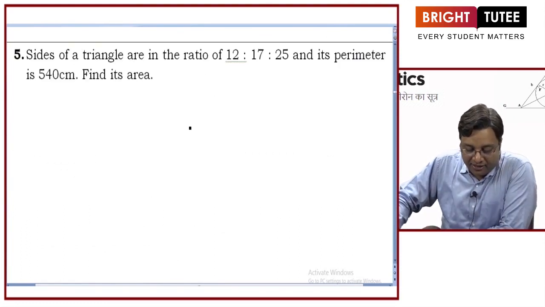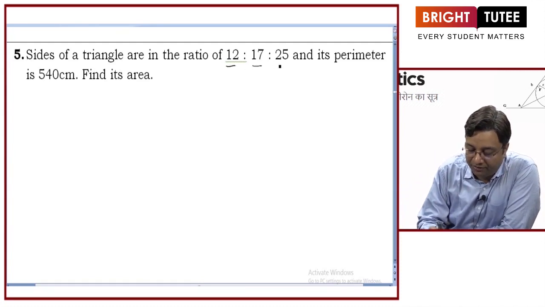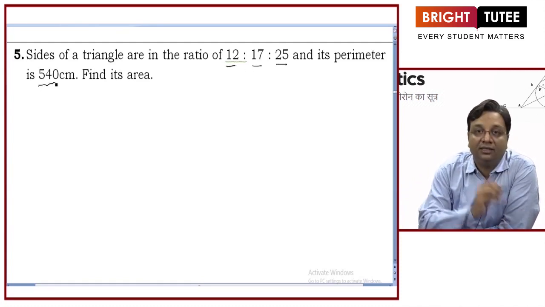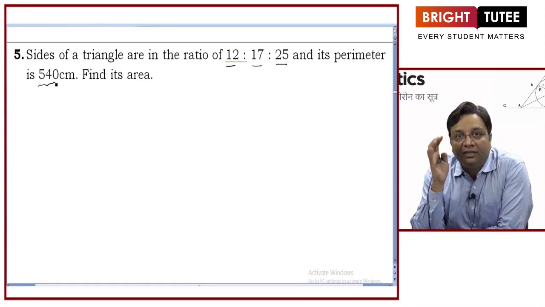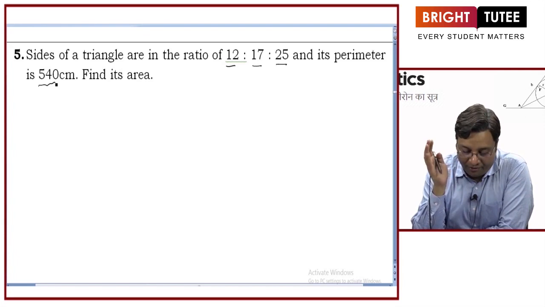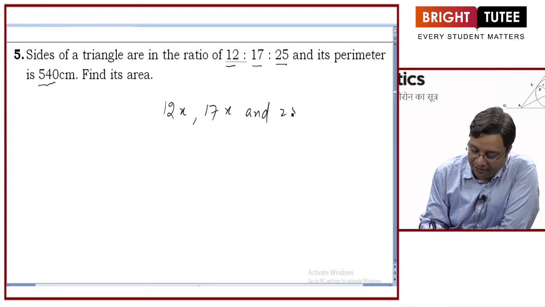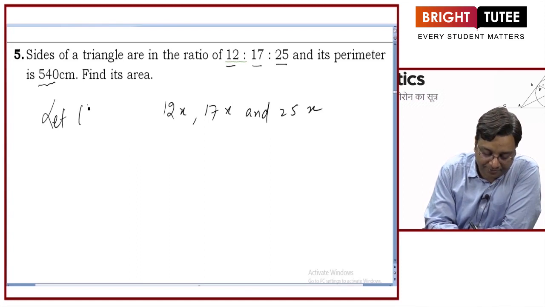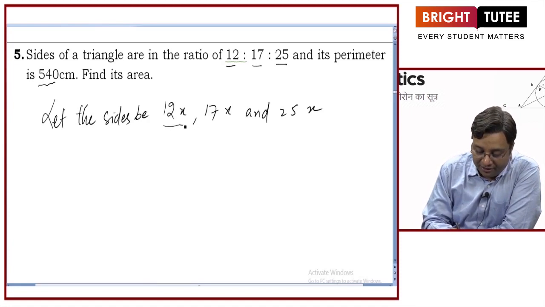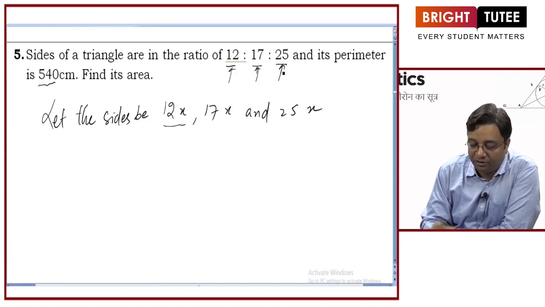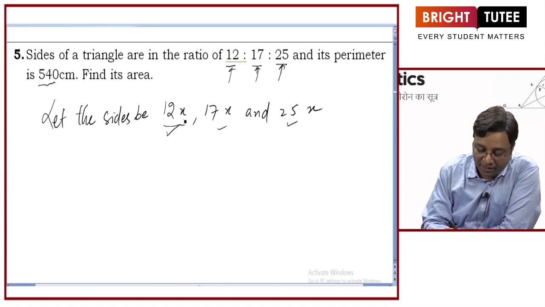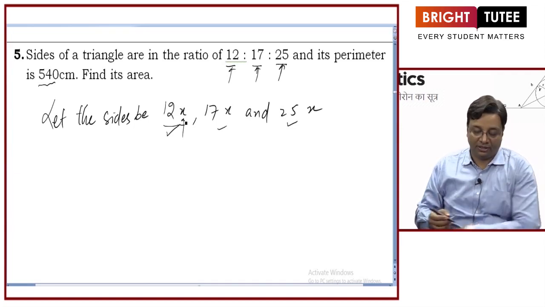Sides of a triangle are in the ratio 12 is to 17 is to 25 and its perimeter is 540 centimeter. Find its area. So the sides are not given directly, but we can find them easily. Let the sides be 12x, 17x and 25x. Why have I taken it like this? Because I need to maintain this ratio 12 is to 17 is to 25. So, I have taken the sides as these. You may use any other variable apart from x also, that does not matter.